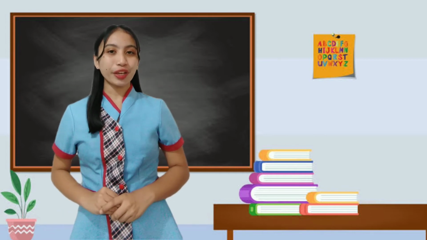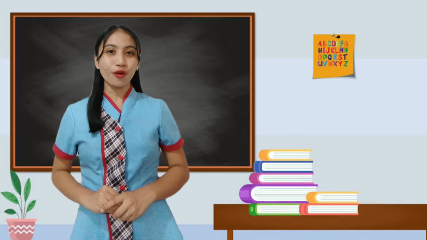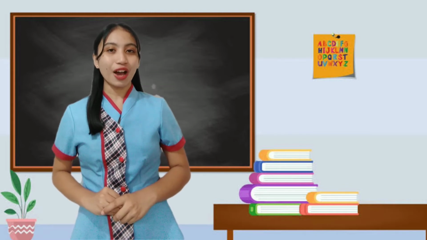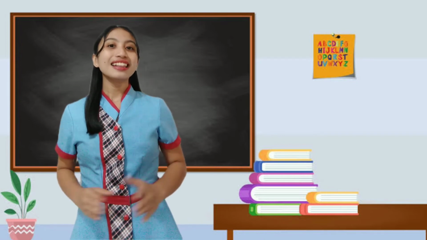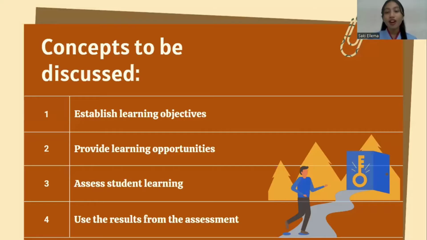Welcome to another topic of discussion in Module 2, Lesson 4, Assessing Student Learning Outcomes. Since we are done with principles of good practice in assessing learning outcomes, let's move on to the concept of constructive alignment. The concepts to be discussed in this topic are the following: establish learning objectives, provide learning opportunities, assess student learning, and use the results from the assessment.